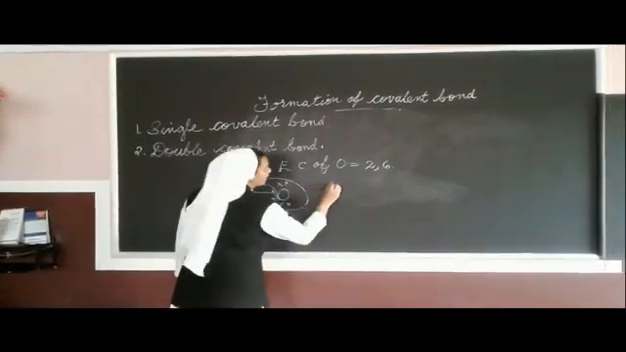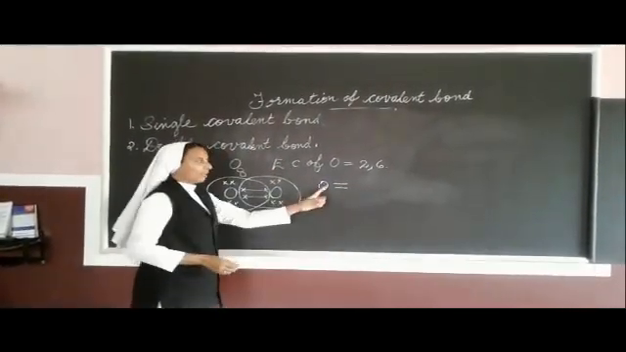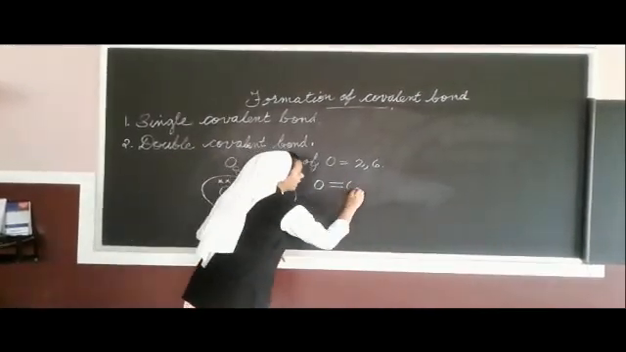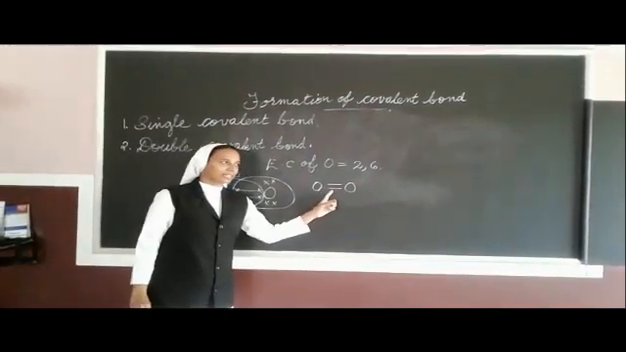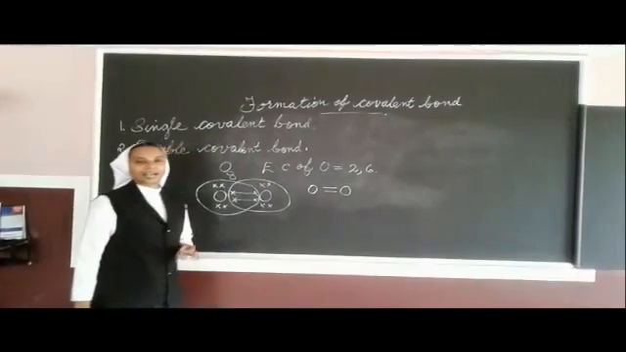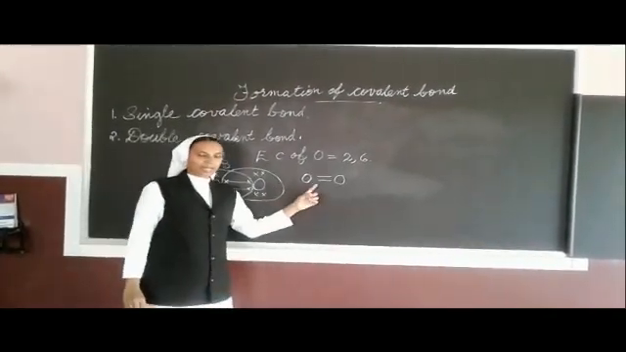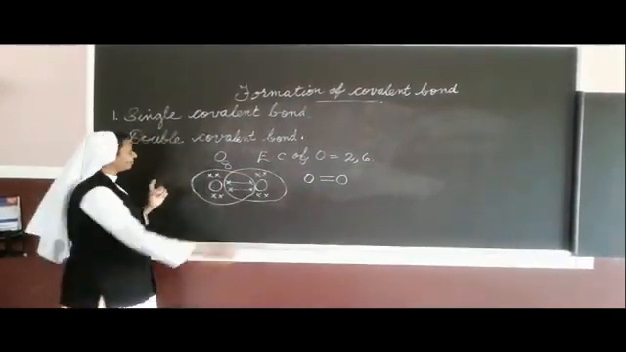Now we can represent it like this: oxygen, 2 pairs, 1 pair is a single bond, and the 2nd pair is 1 more bond. We can represent it like this. Here we got 2 bonds. That means this is the formation of a double covalent bond. Is it clear for you? This is the formation of a double or dicovalent bond. The example is oxygen.